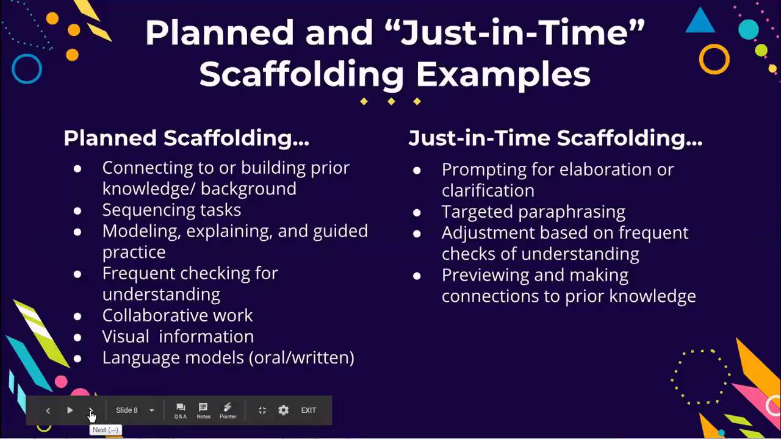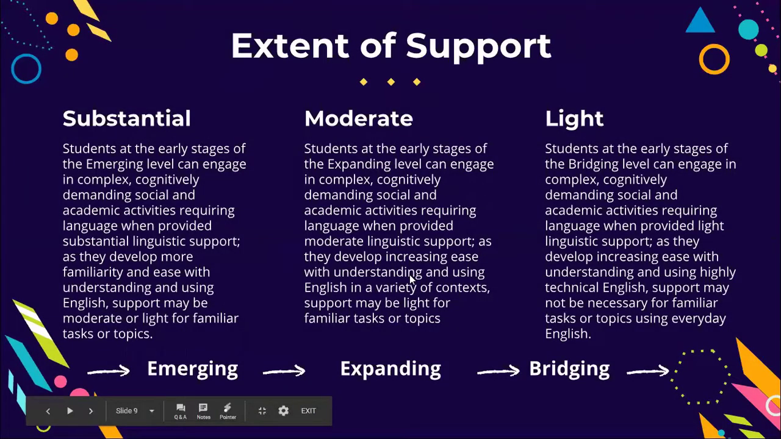A little more on scaffolding examples. The framework also defines more specifically types of scaffolds that are appropriate for English learners. This is a notion of students at different levels of English proficiency, from emerging to expanding to bridging, needing different types of support and different levels of support. So moving from substantial to moderate to light, depending upon their linguistic capabilities.